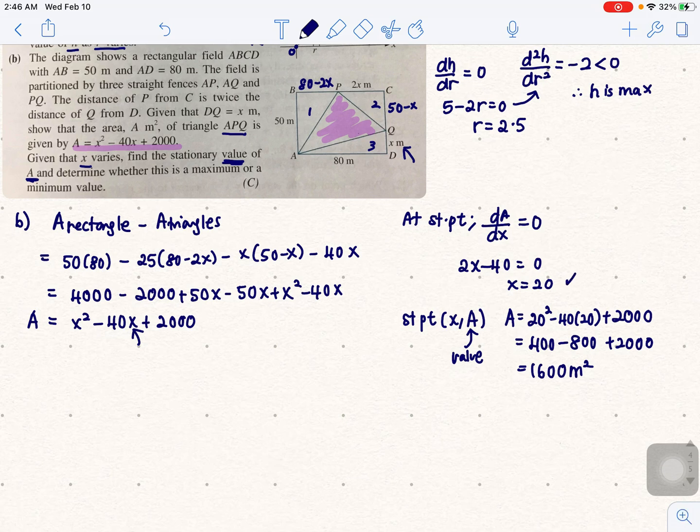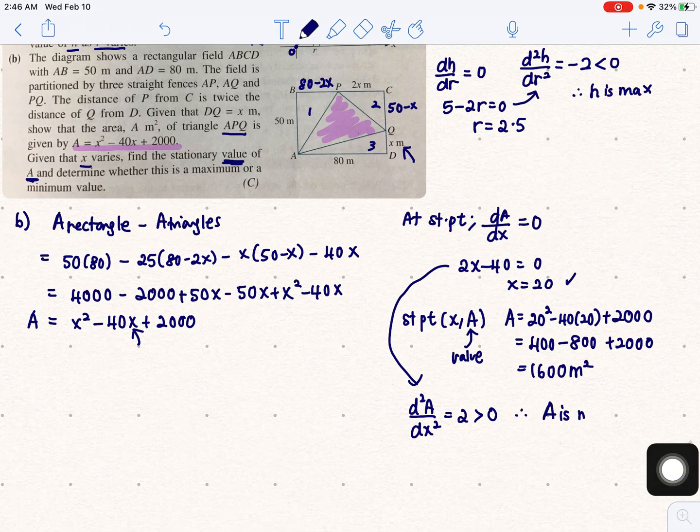We have to check whether the area is going to be maximum or minimum. When x is equal to 20, will the area be maximum or minimum? Let's check. To check the nature, you're going to do the second derivative. The value is greater than 0. So what can you conclude? Your A is minimum.